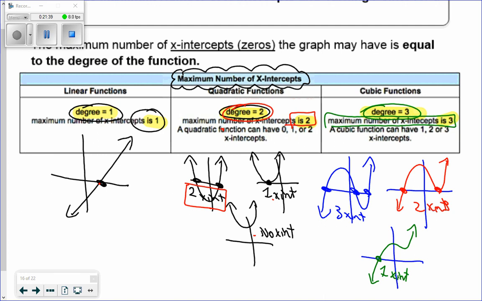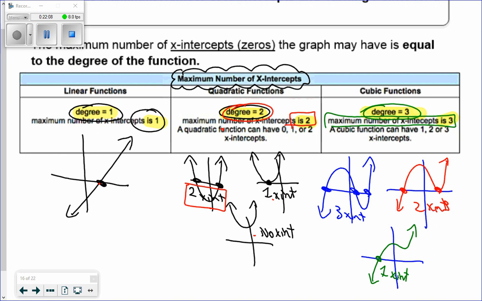Polynomial cubics, the maximum they can have is 3. They'll never have 4 or 5 or 6. So you can't have more x-intercepts than the power of x. So if you were in 30-1 right now, and I gave you an x to the 5th, what is the most number of x-intercepts you could have? 5. Okay, so the number of x-intercepts can't exceed the degree.